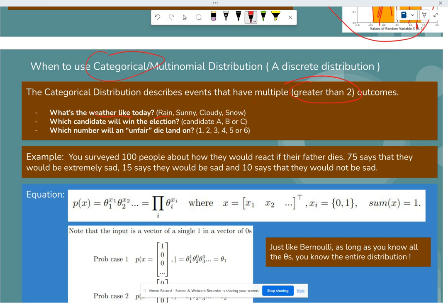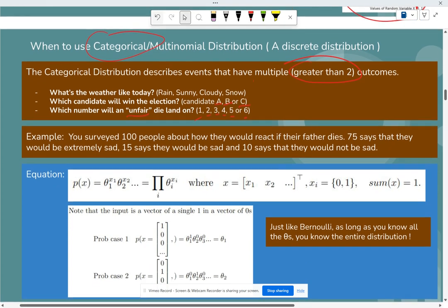Who will win the election? Candidate A, B, or C? Which number will the unfair die land on? 1, 2, 3, 4, 5, or 6? So now it's more than two outcomes.